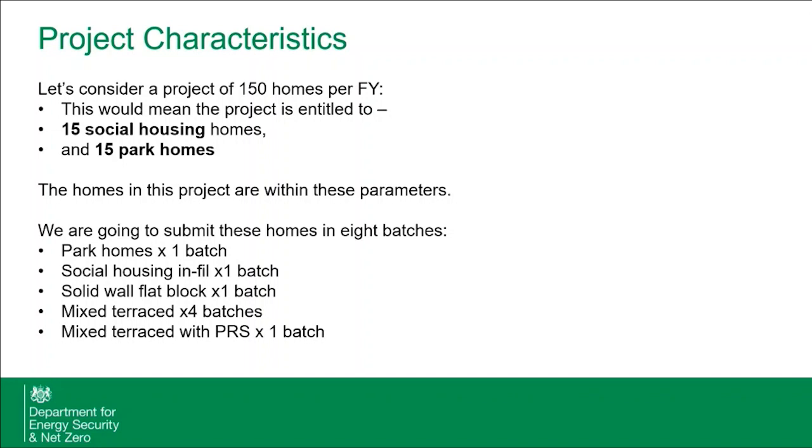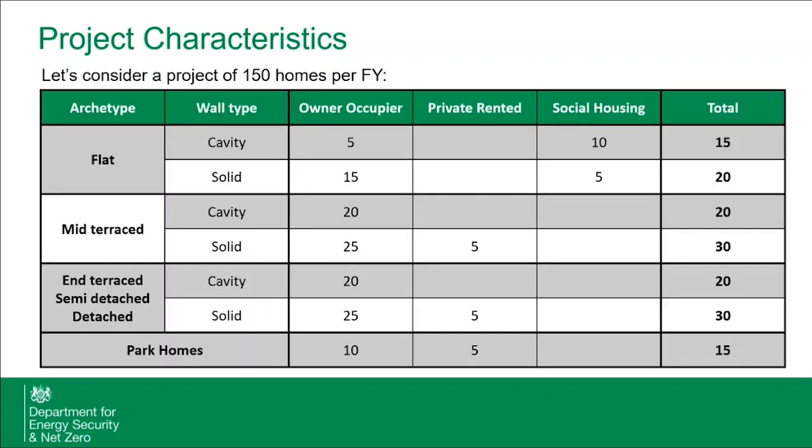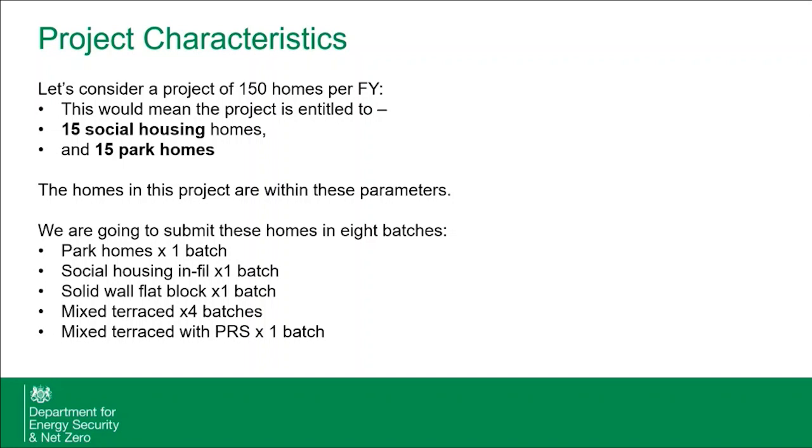For this project of 150 homes, for the purposes of this case study, that would mean that the project is entitled to 15 social housing homes and 15 park homes. And the homes that we put on the previous slide are actually within those parameters. So we know that our total allowances are things that we're going to meet.